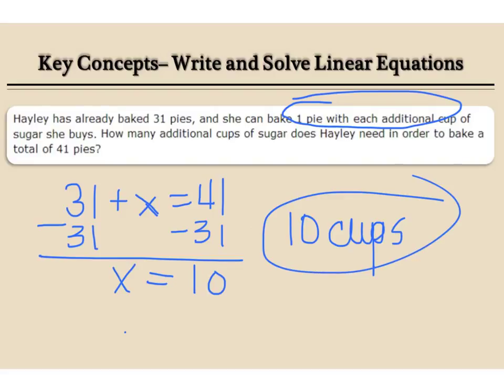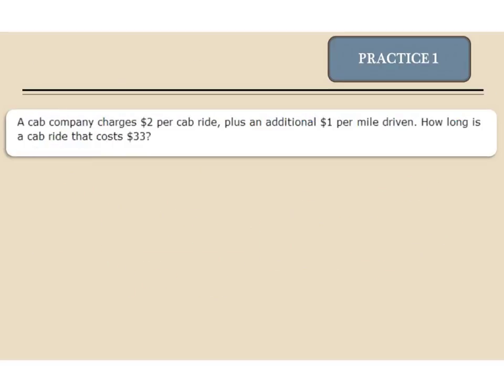And now it's your turn. A cab company charges $2 per cab ride, there's that word per, plus an additional $1 per mile driven. There's that word per. How long is a cab ride that cost $33?